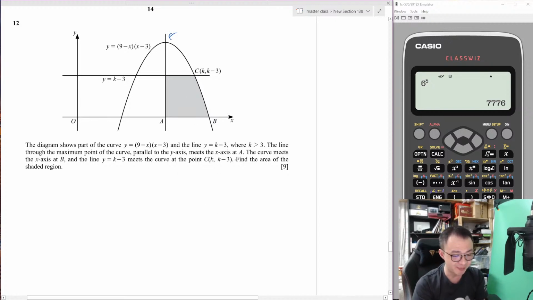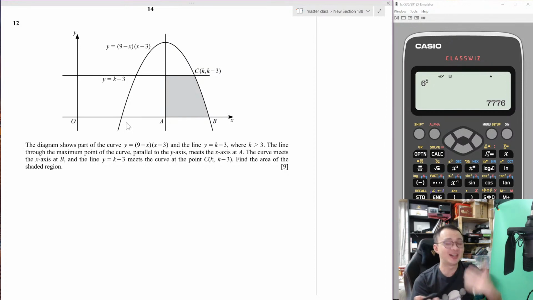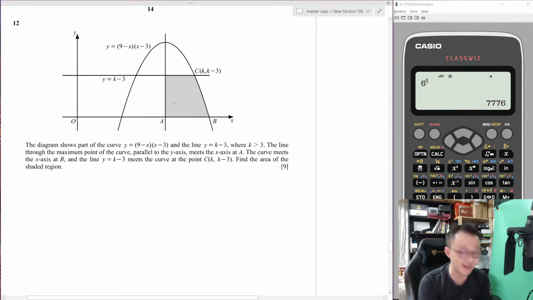And parallel to the y-axis meets the x-axis at A. So the curve will meet the x-axis at B. Alright, and then k minus 3 is going to meet at C. Okay, it's everything exactly as shown in the diagram. There's nothing I actually need to write down.